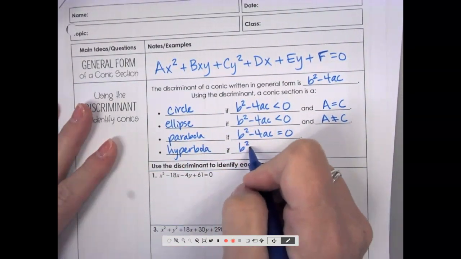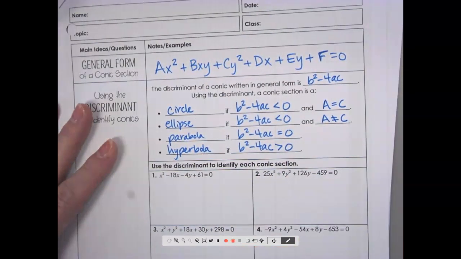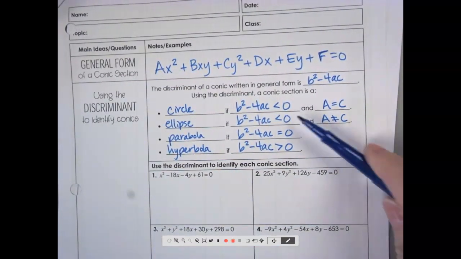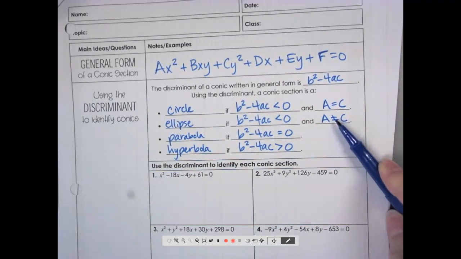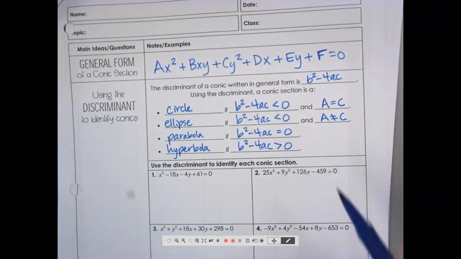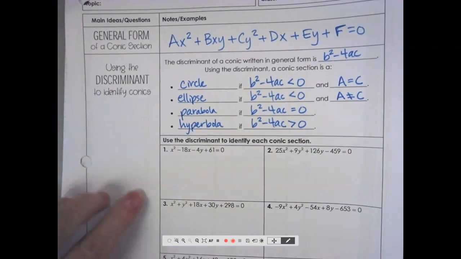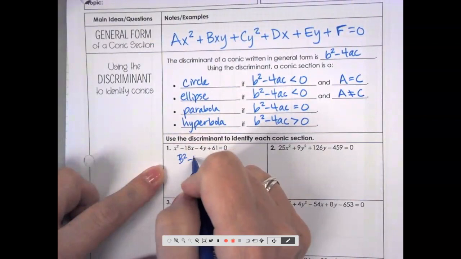if, can anyone guess? It's positive, greater than 0. So if it's negative, it's either a circle or an ellipse, then you have to evaluate the A and C values. It's a parabola if it's 0, it's a hyperbola if you get anything that's positive. Okay? All right, so let's do a few of these using this, and then we'll do a few where we just sort of analyze.